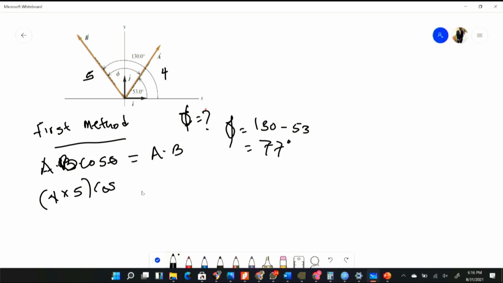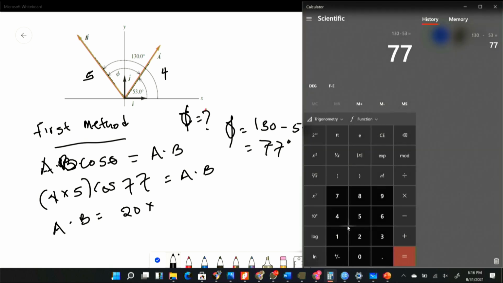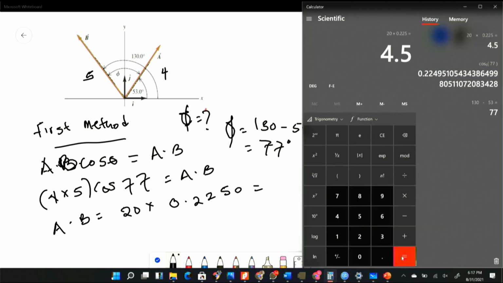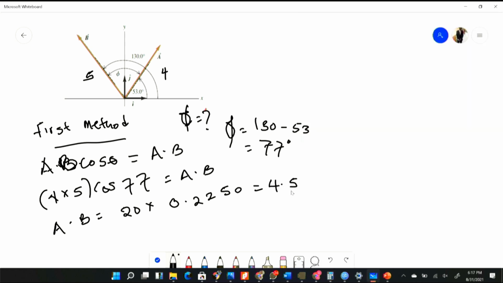So we can find cos of 77 degrees equals to A dot B. Or we can say A dot B is equal to 4 times 5 is 20, and 20 times cos 77. Let's press our calculator one more time. Let's find cos 77, and that gives us 0.2250. And if we multiply that by 20, we have 4.5. So our answer is 4.5.